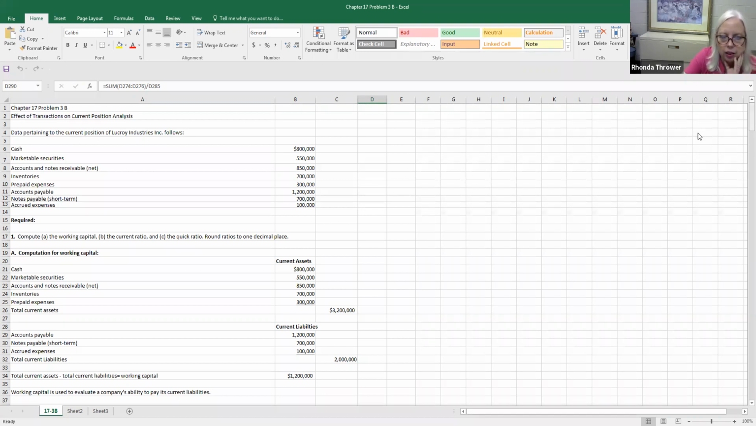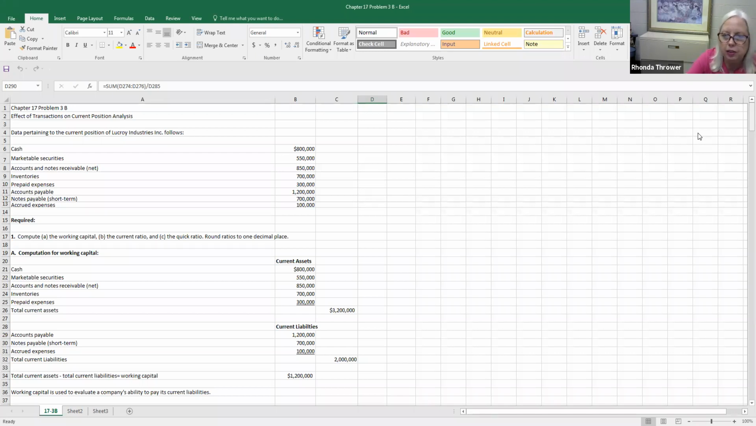In Part G, they borrowed cash from a bank on a long-term note this time. So cash would be affected and your long-term liabilities would be affected. This note payable is not considered short-term, so your current liabilities would be unaffected. Your current assets, however, would be affected because cash has increased the cash amount. So the current assets in total increased to $4,200,000.